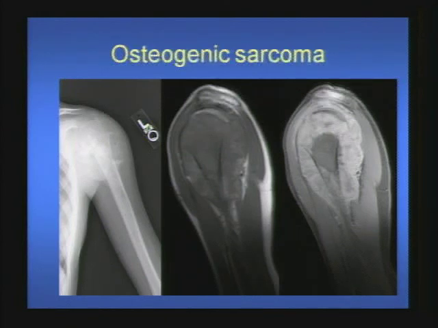Osteogenic sarcoma. This is the most common malignant tumor in children, usually presents in second decade of life. This is a very classic example with mixed lytic sclerotic areas in the proximal humerus, exuberant osteoid and periosteal elevation, and MRI in the same patient. This is a T1 weighted image. This is a post-contrast T1 showing the intramedullary and the extraosseous component of the tumor.